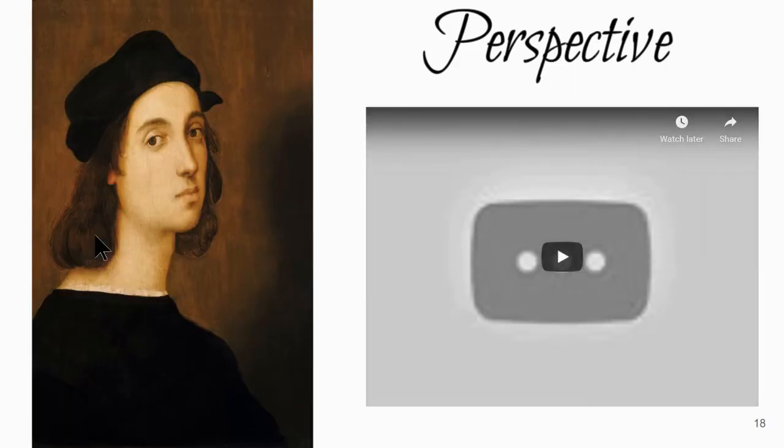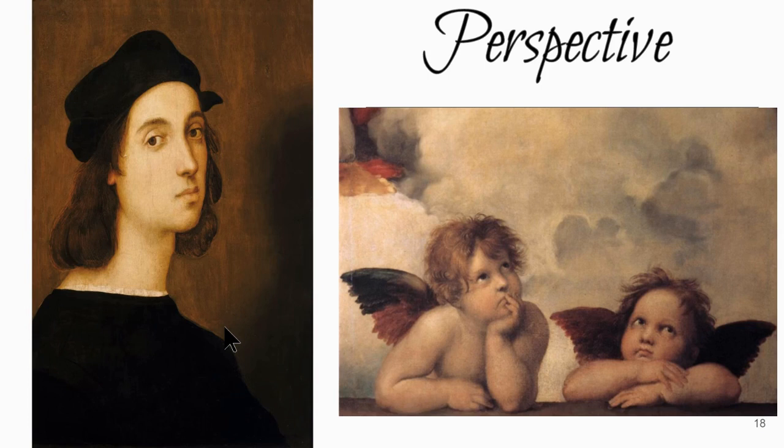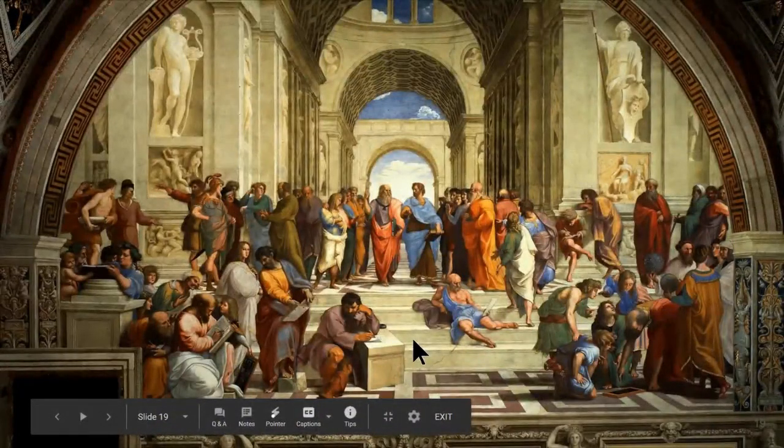We're going to move on to the next person, and this person is Raphael. Raphael, all of these guys, Leonardo da Vinci, Michelangelo, Raphael, were all around at the same time. They're all very incredible artists. Kind of cool that they're all hanging out and learning from each other and seeing each other's artwork. One of the pieces of artwork that Raphael is really known for is called the School of Athens.